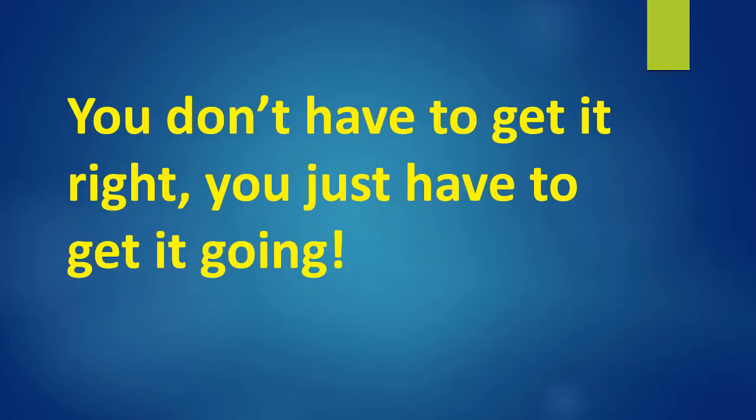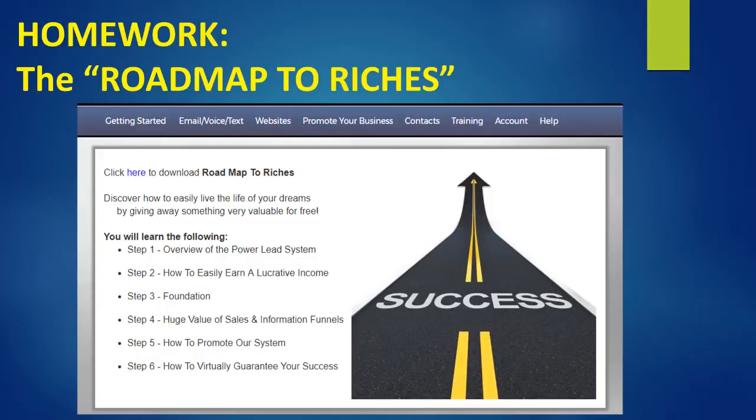Remember, it doesn't have to be perfect to get going. You don't have to get it right. You just have to get something going. So critical. And of course, log into your Power Lead System back office and print out and begin to follow the roadmap to riches. It is an ebook. It is actually a game plan.